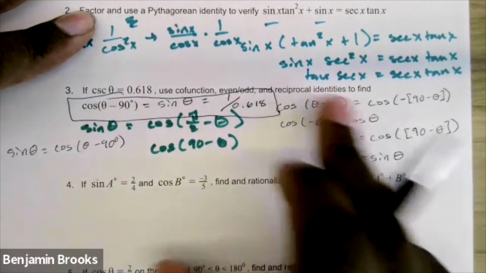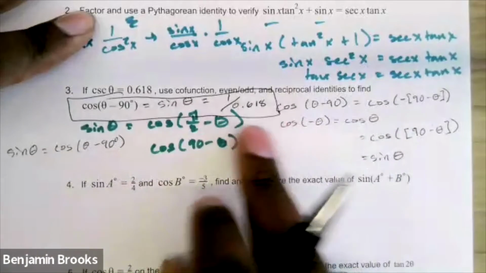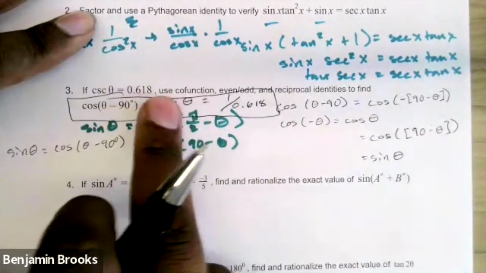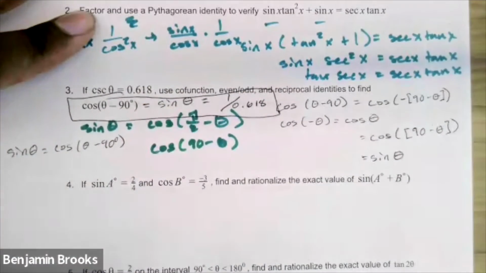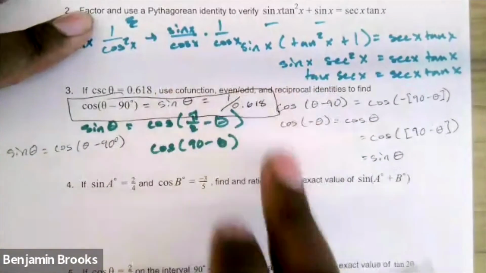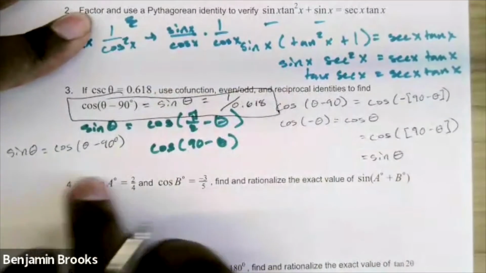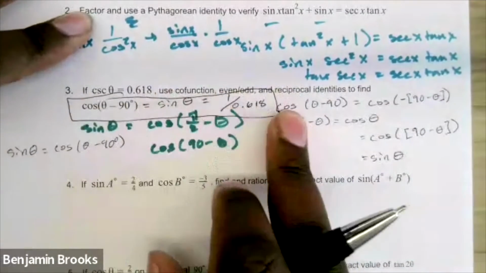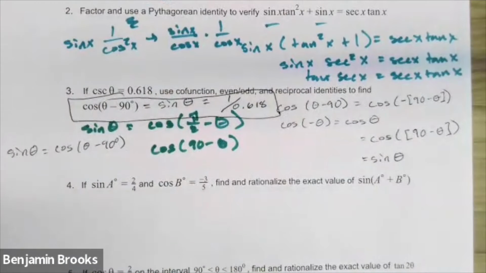Do you see how I use the cofunction identity here? Well, I use the even odd identity here, cofunction identity here, and I use the reciprocal identity for the last part. So where it says use cofunction, even odd, and reciprocal, you can do that. It doesn't have to be in a logical pattern, not necessarily, but if you can bring it back together in the end, it'll help me a lot. Does that kind of make sense?